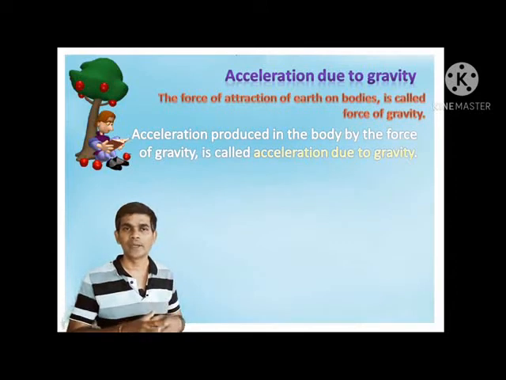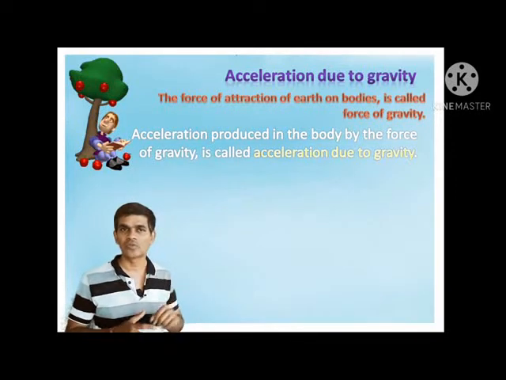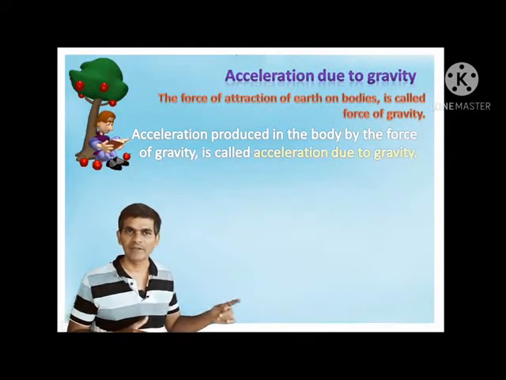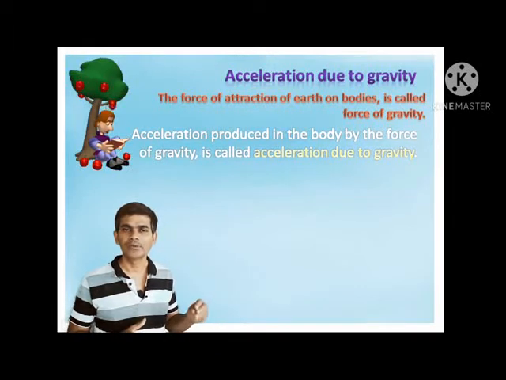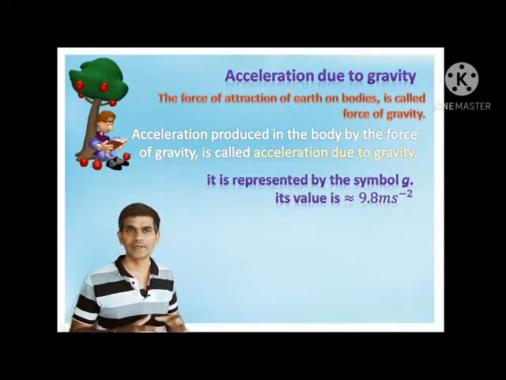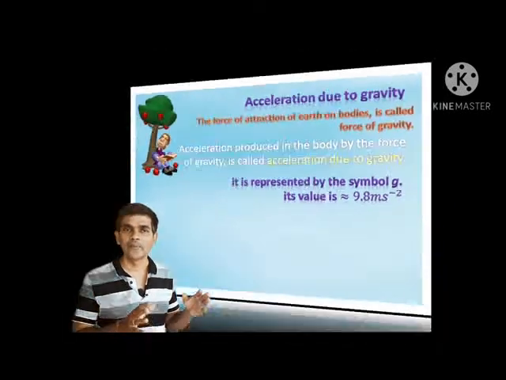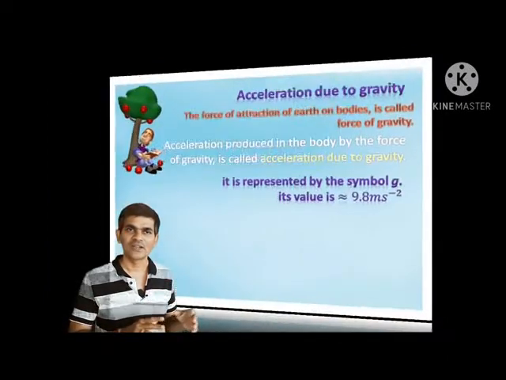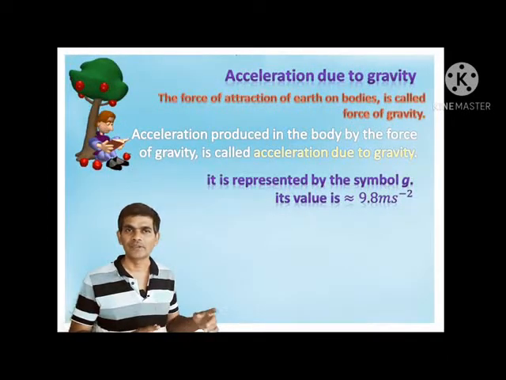Acceleration produced by a body due to this force of gravity, ಈ ಫೋರ್ಸ್ ಆಫ್ ಗ್ರಾವಿಟಿ ಇಂದಾಗಿ ಆ ಬಾಡಿಯಲ್ಲಿ ಉಂಟಾಗುವ ಆಕ್ಸಿಲೇಷನ್ ಅನ್ನೇ ಆಕ್ಸಿಲೇಷನ್ ಡ್ಯೂ ಟು ಗ್ರಾವಿಟಿ ಅಂತ. That is called acceleration due to gravity. It is denoted by a letter small g. ಅದರ ವ್ಯಾಲ್ಯೂ ಫಾರ್ ಆಲ್ ಪ್ರಾಕ್ಟಿಕಲ್ ಪರ್ಪಸಸ್ its value is taken as 9.8 meter per second square.